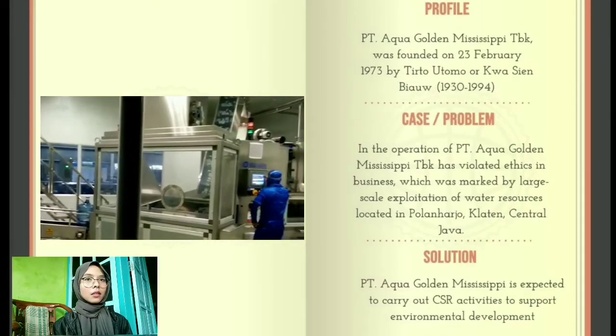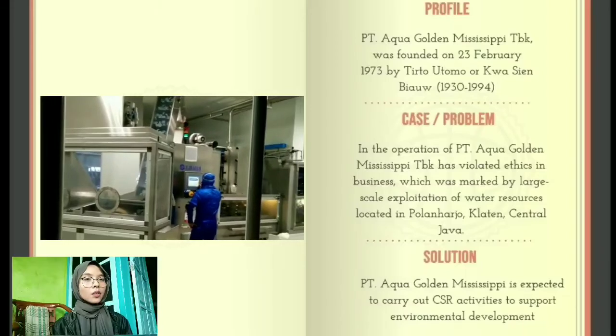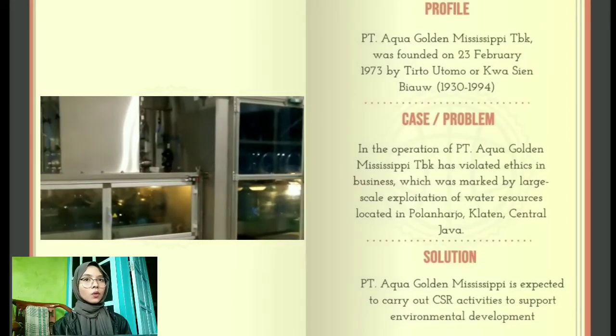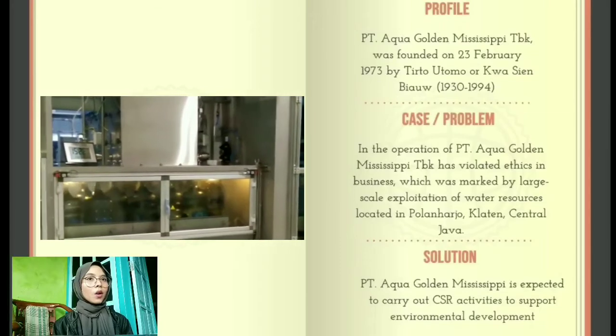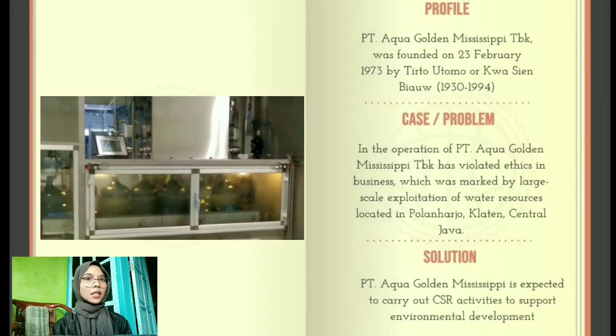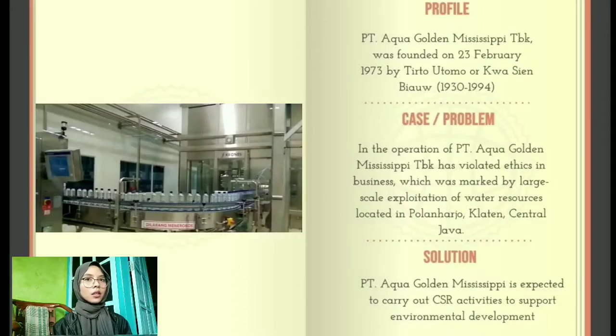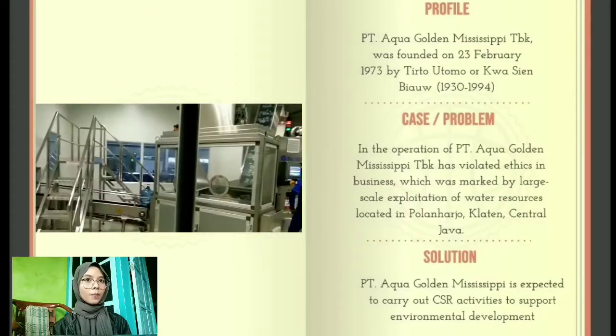PT Aqua Golden was founded on February 23, 1973 by Tirta Utomo or Kwasen Biau, who was born in Wonosobo. He is an Indonesian who changed the habit of Indonesian society to consume bottled drinking water.